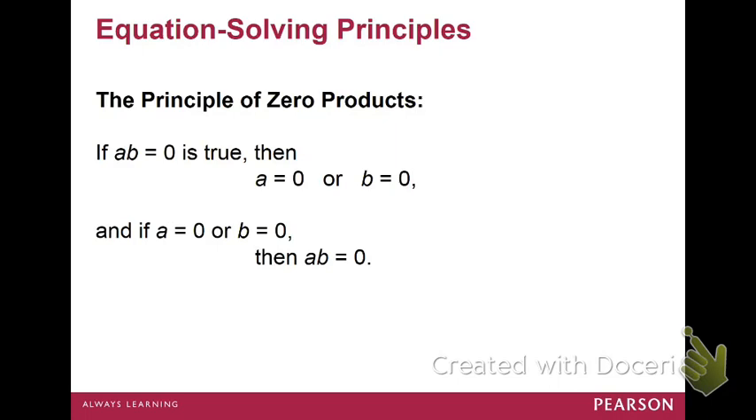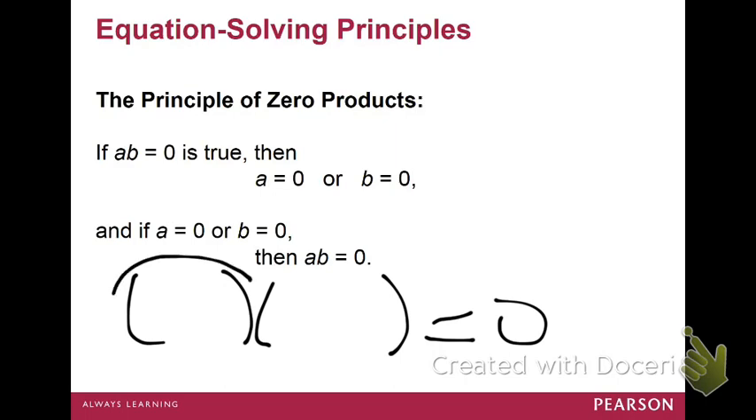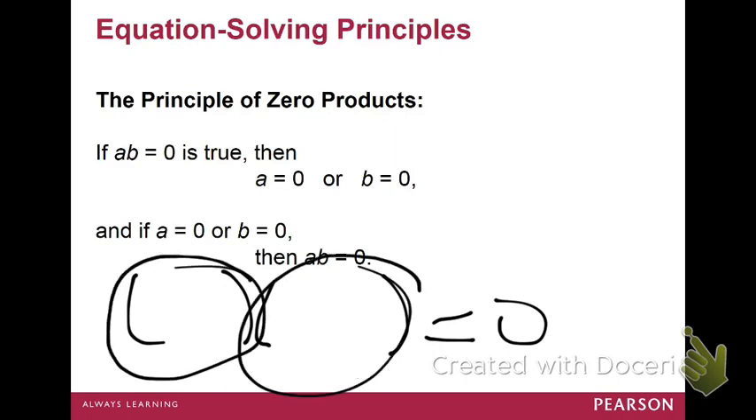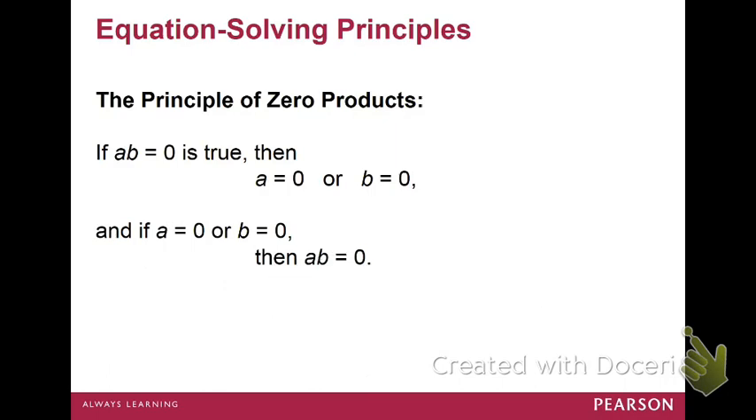And why do we care about that? Because we're going to take some binomials, some things that look like this, and it's going to equal 0, which means either this whole thing has to be 0 or this whole thing has to be 0. And that helps us find our zeros, which is what we're looking for. Another word for zeros is roots or solutions.